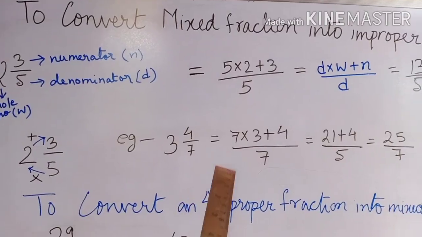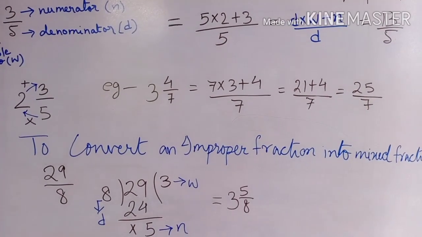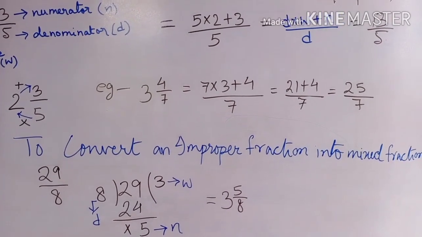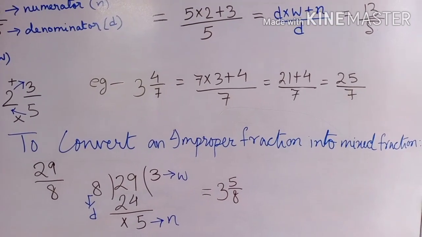See, the next example is 3 4 by 7. So again we will be multiplying 7 into 3. And then we will be adding 4. So 7 into 3 plus 4 divided by 7. So 21 plus 4 by 7, that is 25 by 7.